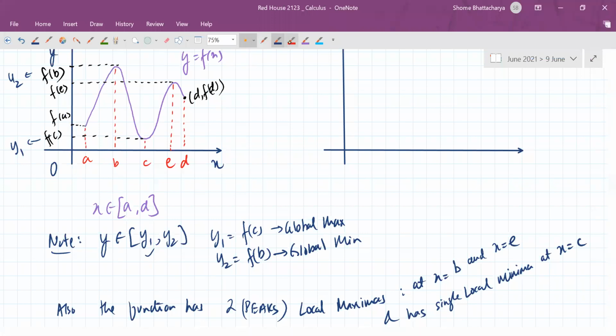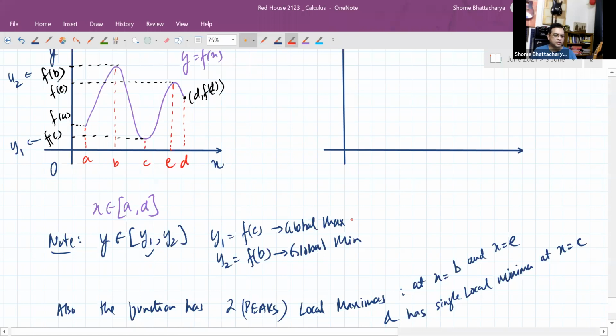Yes. So in this case, what is happening? The global maxima actually coincides with one of the local maximas. Oh, I've written this in reverse. This is the global minima. See? So C is the global minima. And at B, we have the global maxima.